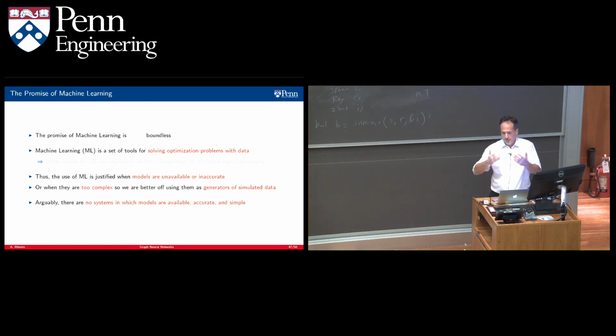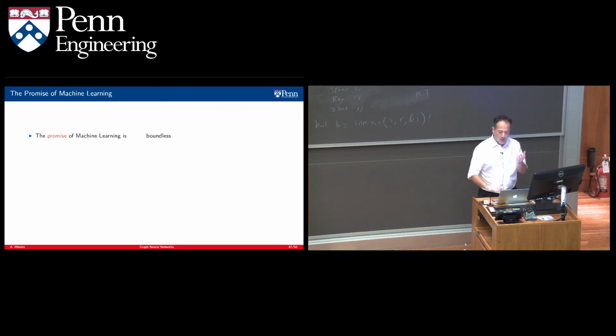It's the same thing in reinforcement learning. We have the models, but the models are too complex. We don't use them to analyze, we use them to simulate. And if you ask me, okay, give me an example of a system in which models are available, accurate, and simple, well, I can't, right? The model is either not available, or it's not accurate, or it's not simple. It's very difficult to hit that trifecta.